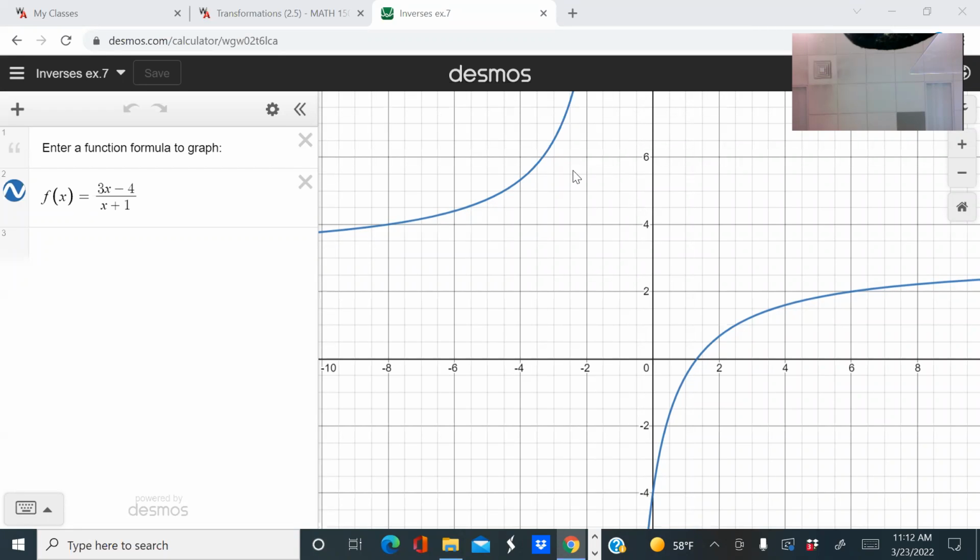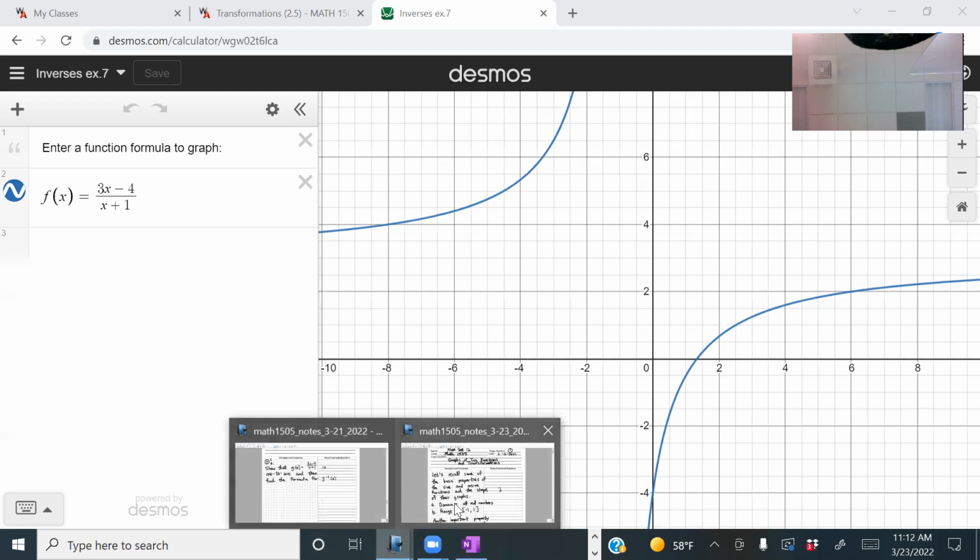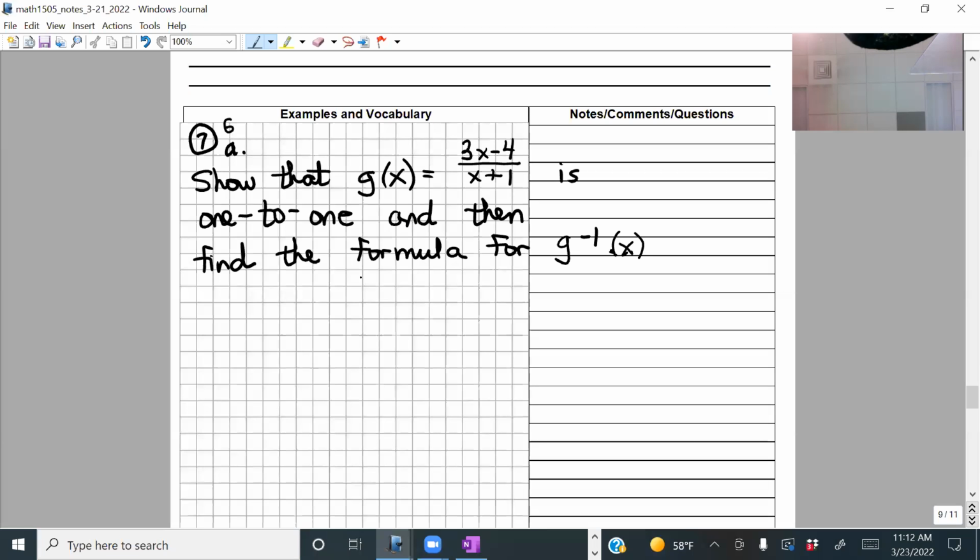All right, so let's then dive into seeing if we can figure out what is the formula for the inverse. Here's where our logic really is so beneficial to us. Let's write this formula, instead of g of x equal 3x minus 4, let's change that g of x to y just temporarily. So let's write this as y equal 3x minus 4 over x plus 1.